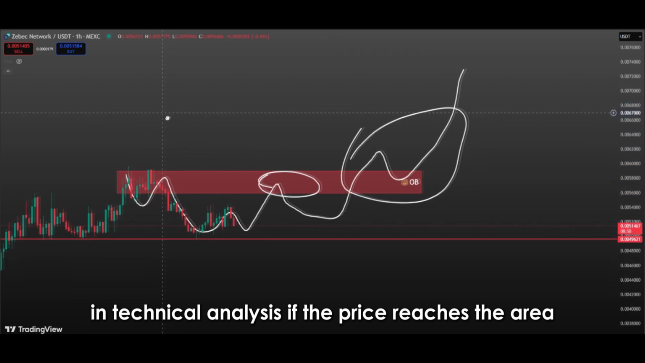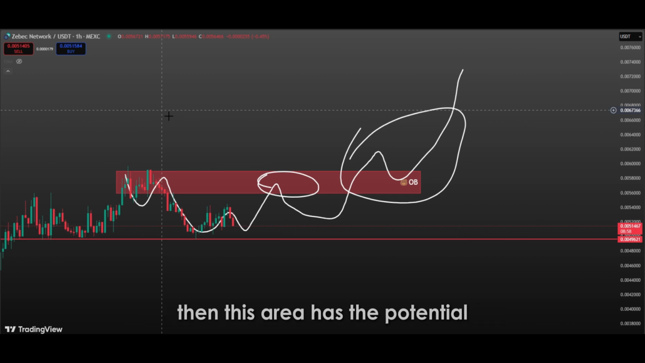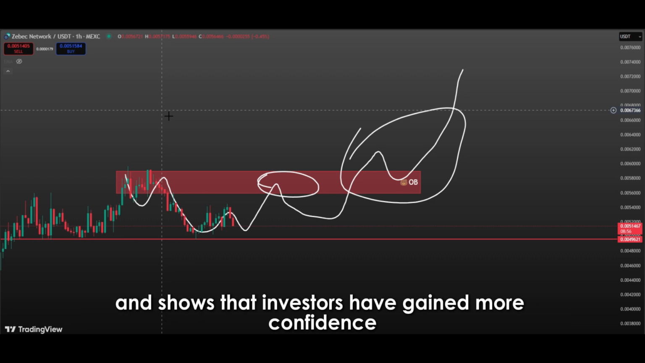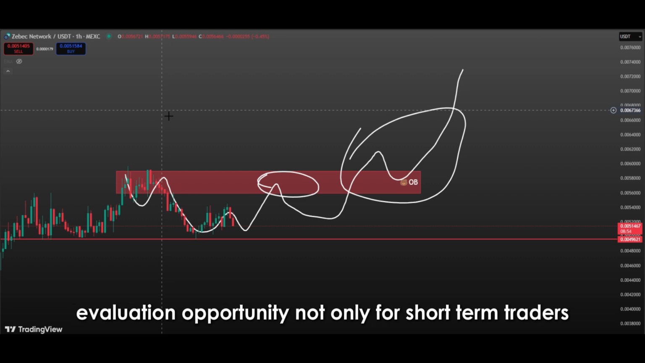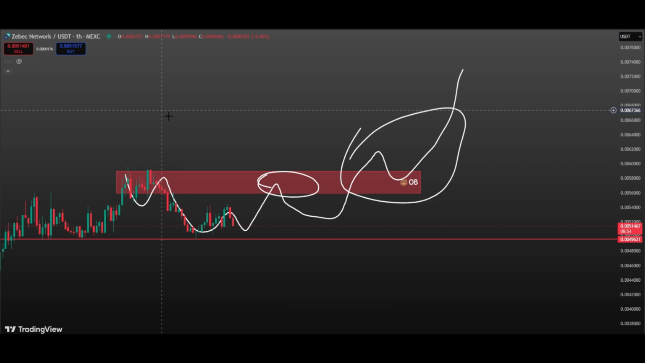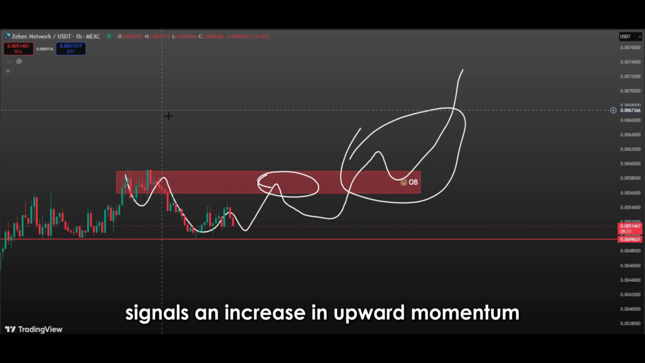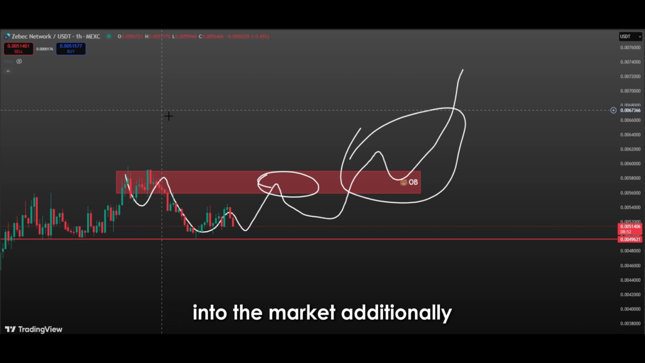If the price reaches the area marked as the bearish order block and closes a candle above this region, then this area has the potential to turn from resistance into support. This indicates a shift in the psychological thresholds in the market and shows that investors have gained more confidence in the upward movement. Breaking through the bearish order block is often a reevaluation opportunity, not only for short-term traders, but also for medium and long-term investors, because the breaking of this area signals an increase in upward momentum in the market structure, which accelerates the entry of new buyers into the market.